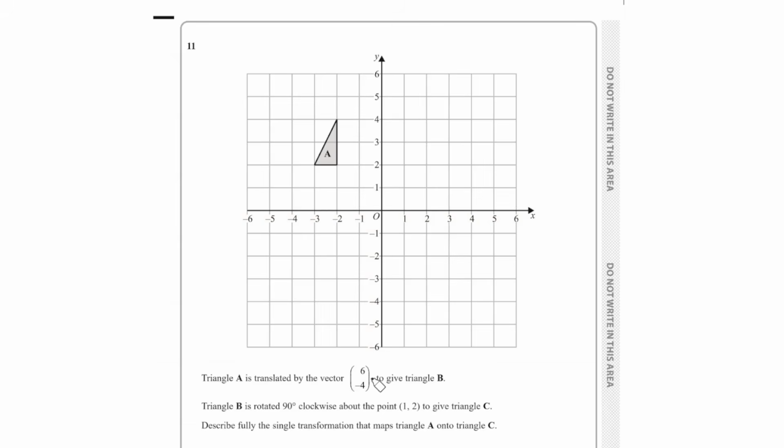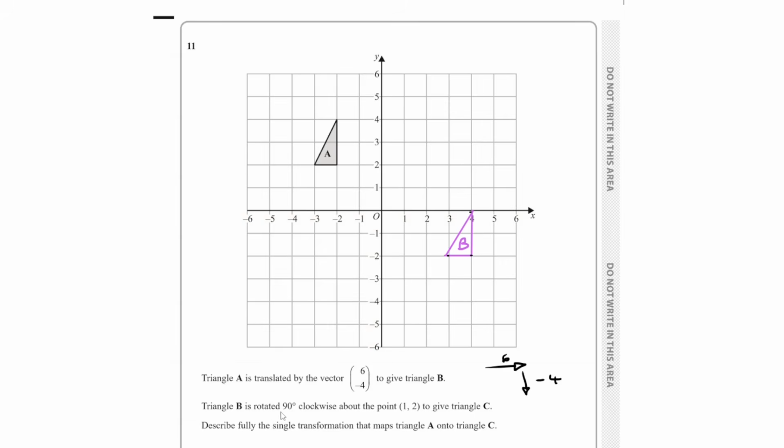So translated by the vector 6, negative 4, that means 6 to the right and down by 4. So it will face the same way, but it's just moved. So 6 across, 1, 2, 3, 4, 5, 6, and then down by 4, 1, 2, 3, 4. So that's that bottom corner. And then from there I know it's 2 tall, 1 across, and I can plot that. So that is now triangle B, but then don't forget that it is then transformed again.